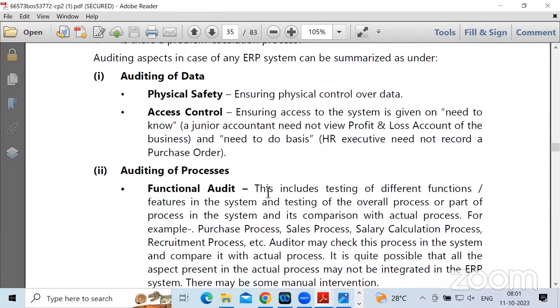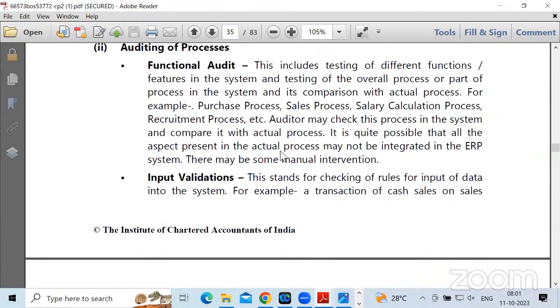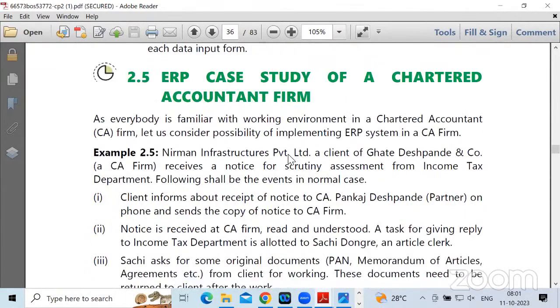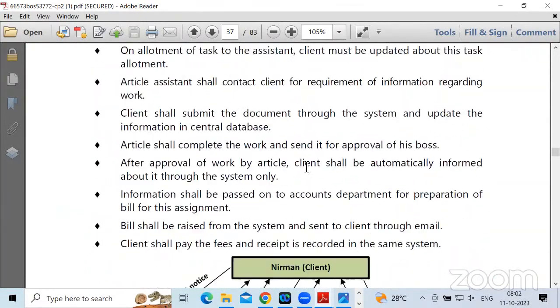So auditing of data, you have to ensure physical safety, access control, then functional audit, input audit, etc. So some case studies are given. Just go through these.